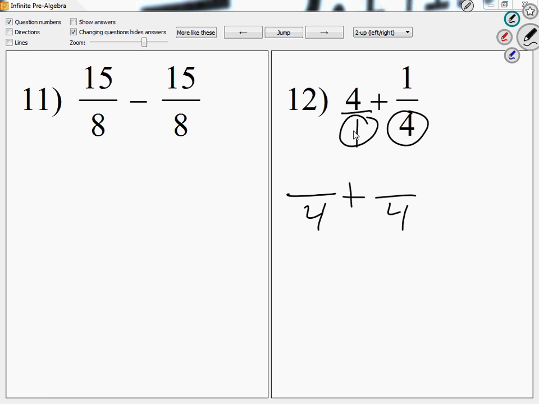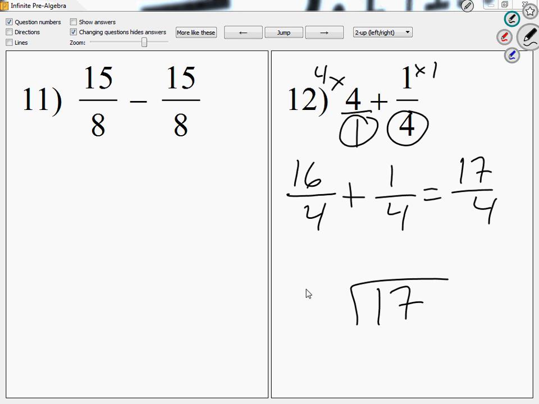How many times does 1 go into 4? 4 times. So let's multiply the top by 4. How many times does 4 go into 4? 1. Let's multiply the top by 1. Now that I have a common denominator, let me just copy it. For the top, how much is 16 plus 1? 17. We have the big number on top, so we do have to divide.